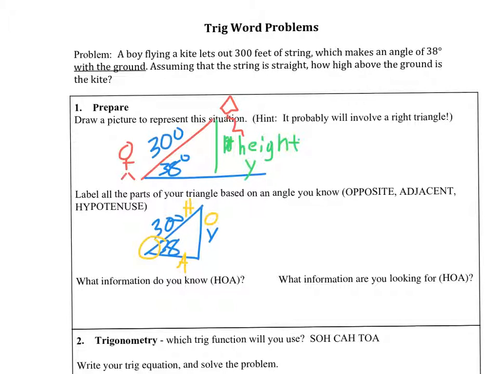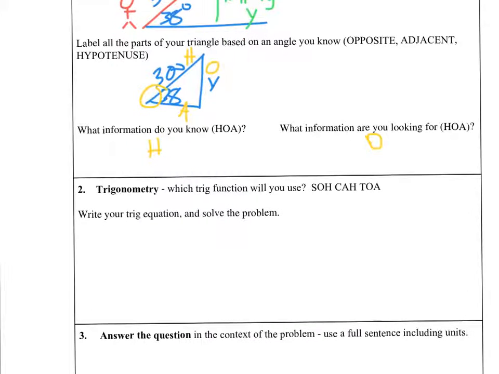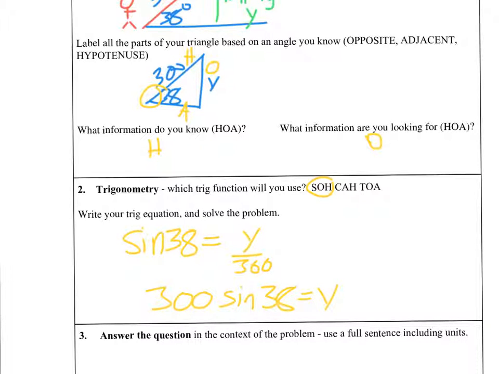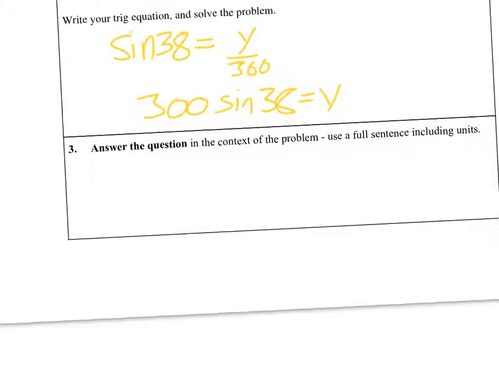What information do we know? We know the hypotenuse, and we're looking for the opposite. That tells me that if we're looking for O and H, that's sine. So sine 38 is equal to Y over 300. 300 sine 38 is equal to Y. And I'm assuming that you have a calculator in front of you. I don't, so I'm just going to leave that as is. And the final thing is, in the context of the problem, use a full sentence including units, which is going to be super fun with this.